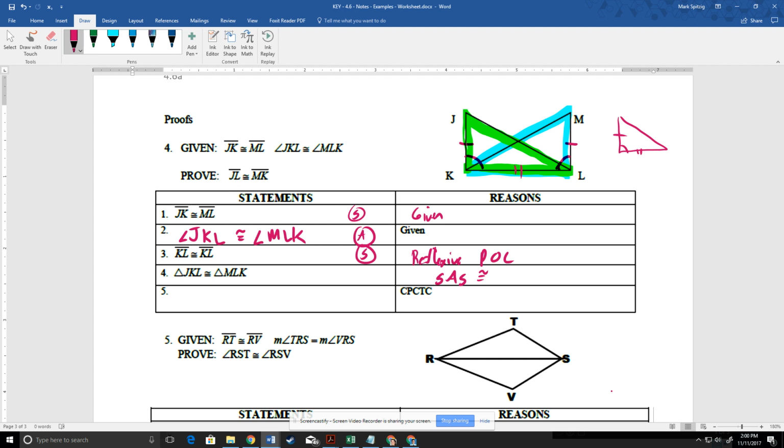And then finally, we're trying to prove that JL is congruent to MK, which are both sides of these two triangles. Because we know the triangles are congruent, by CPCTC we can conclude that JL is congruent to MK, because those are corresponding parts of the triangles we proved congruent. So they have to be congruent.